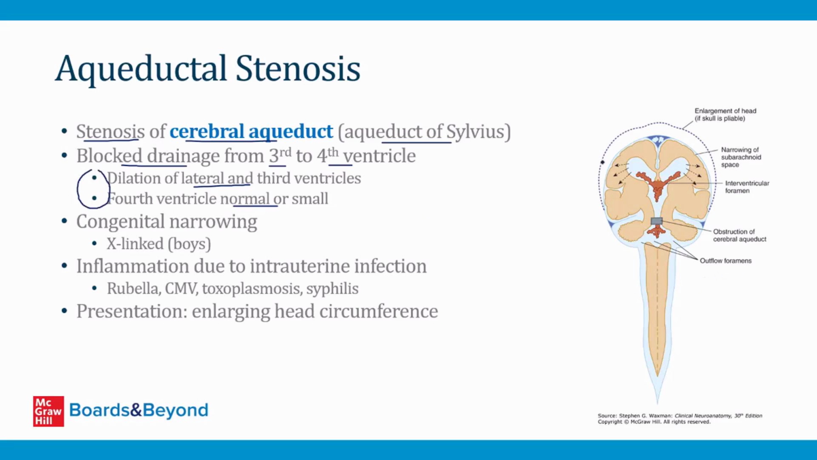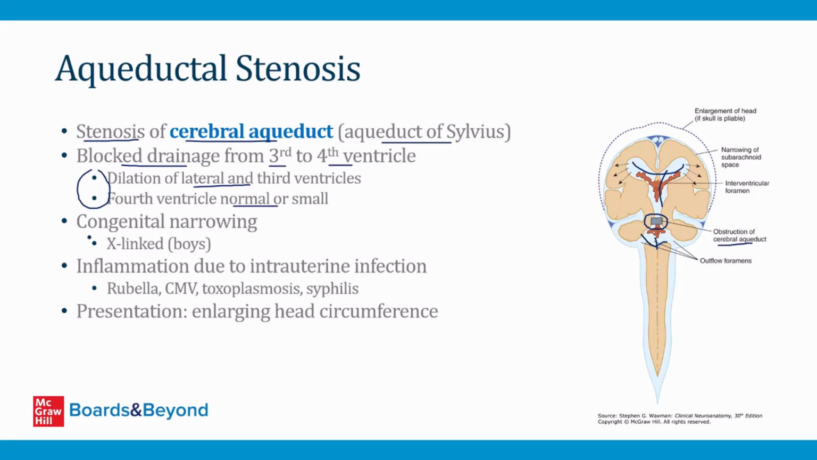And so if you look at this drawing on the slide here, these are the lateral and third ventricles here. They drain through the cerebral aqueduct into the fourth ventricle down here. So if you have a narrowing right here, the higher ventricles like the lateral and the third are going to become dilated, but not the fourth ventricle.